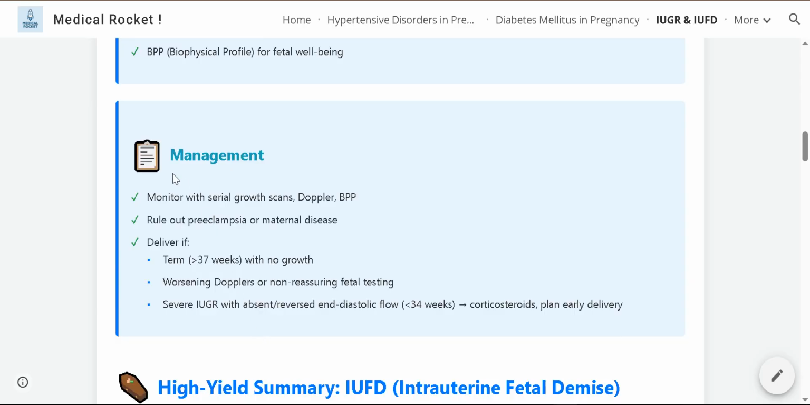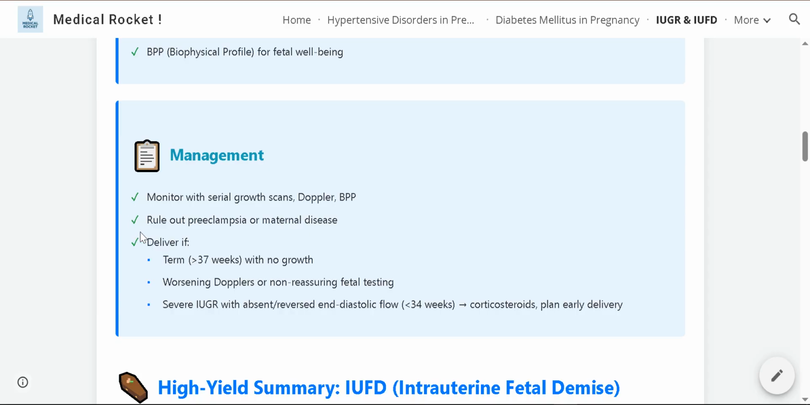Now let's talk management of IUGR. Step 1. Monitoring. Use serial growth scans to track fetal weight and abdominal circumference. Repeat Doppler studies, especially umbilical artery and MCA. Assess fetal well-being with biophysical profile, the BPP. Always look for a cause. Rule out preeclampsia, autoimmune disease, or placental pathology.